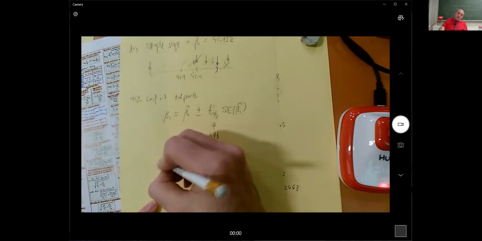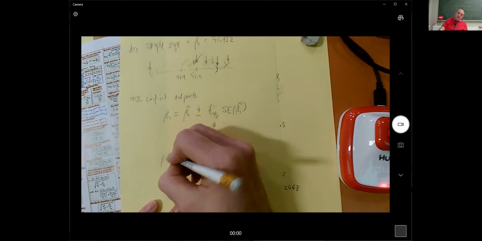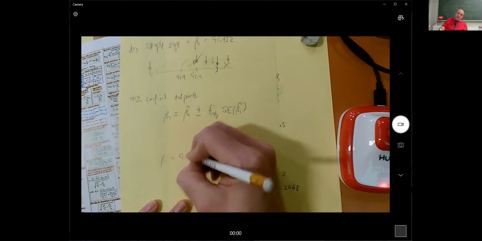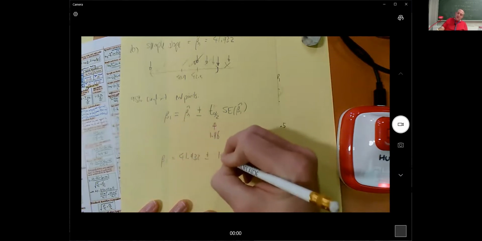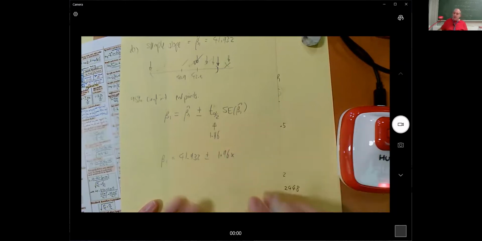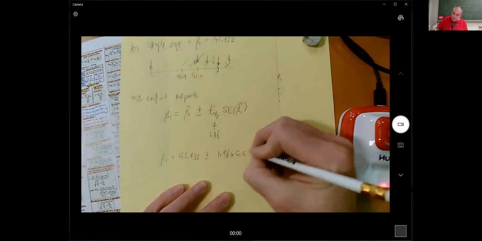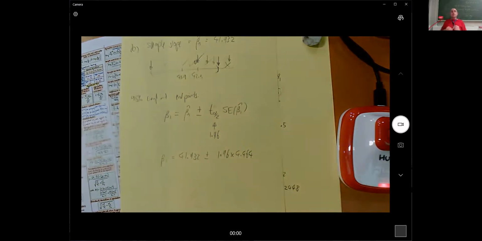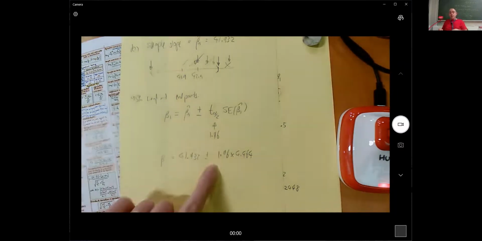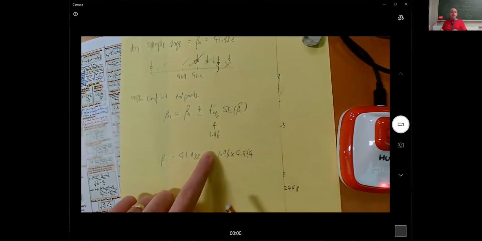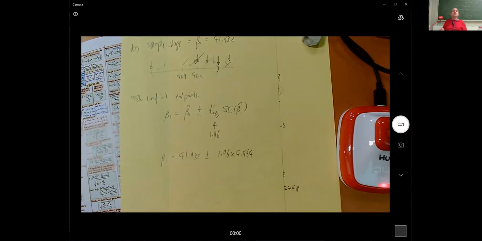And so my beta 1 interval is 41.932 plus or minus the 1.96 times the standard error, which was 4.464. So I have to do the calculation with the plus, and that'll be the top end, and the calculation with the minus, and that'll be the bottom end.